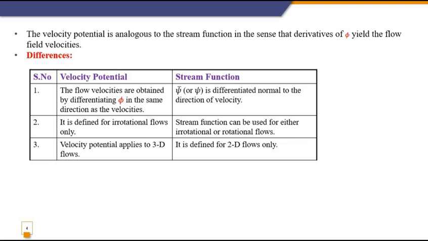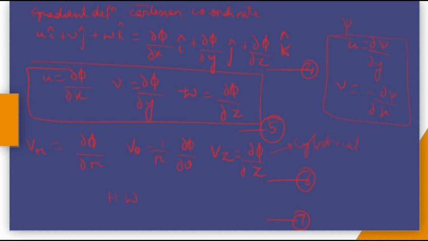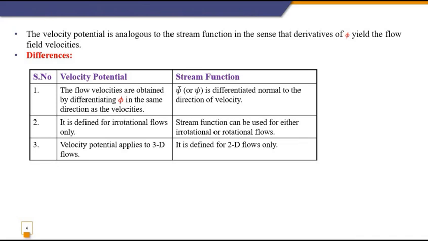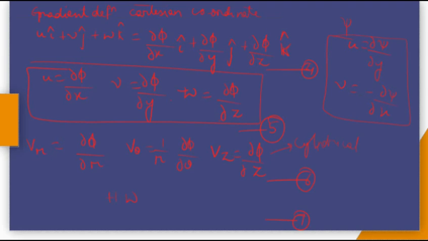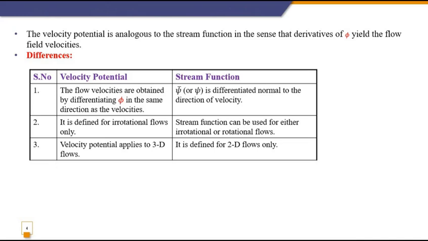So the first difference between the velocity potential and the stream function is that in case of velocity potential, the flow velocities that we are obtaining are by differentiating phi in the same direction of the velocity. That is, u is equal to dou phi by dou x, v is differentiated with respect to y, and w is differentiated with respect to z. Correct? But in case of stream function, it is vice versa. That is, the stream function psi is differentiated normal to the direction of the velocity. This is our prime difference.